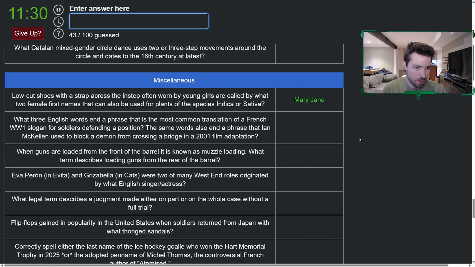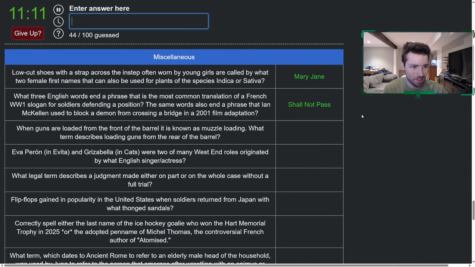What 3 English words and a phrase that is the most common translation of a French World War I slogan for soldiers defending a position? The same words also end a phrase that Ian McKellen used to block a demon from crossing a bridge in a 2001 film adaptation. Shall not pass. Okay, sure, I can get Lord of the Rings clues. When guns are loaded from the front of a barrel, it is known as muzzle loading. What term describes loading guns from the rear of the barrel? I have no idea.